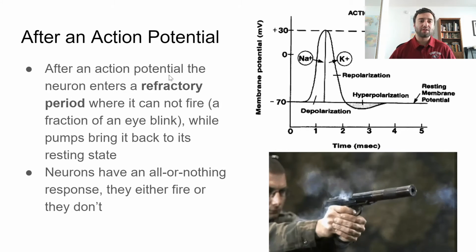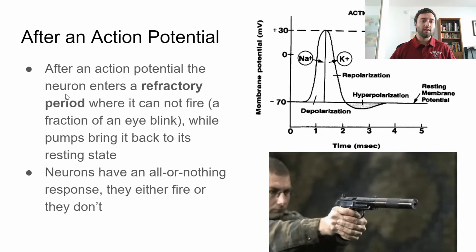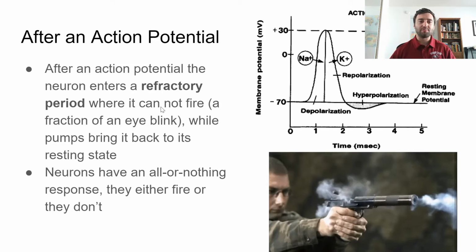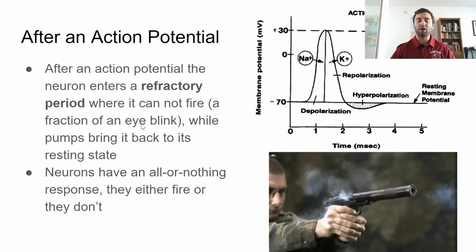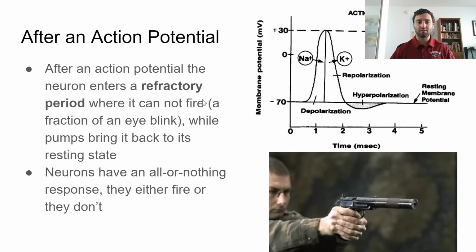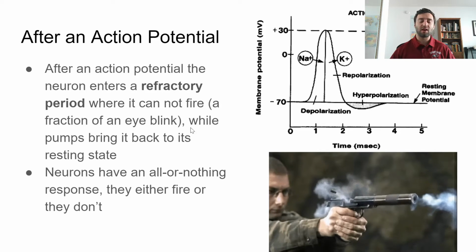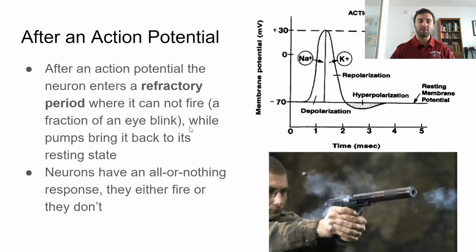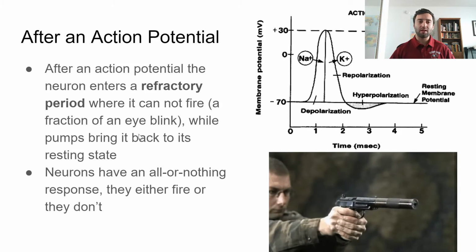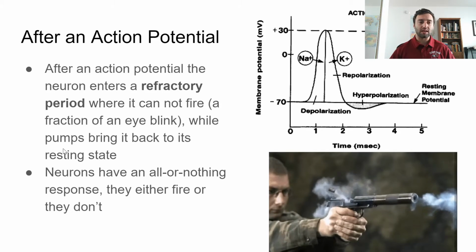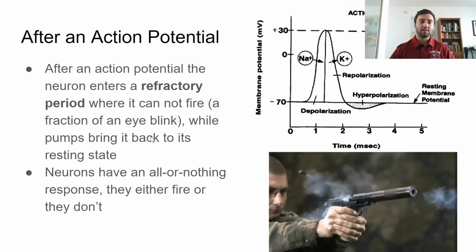It goes through this refractory period. Now, the refractory period is basically where the cell cannot fire. This is very quick, a fraction of the blink of an eye. It's not a long period of time, but there's a short period where it cannot fire. What's basically happening is there are biological pumps in there that are bringing it back to its resting state.